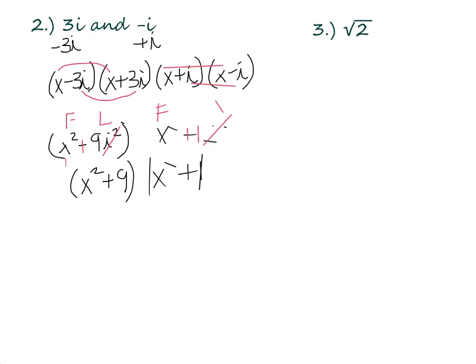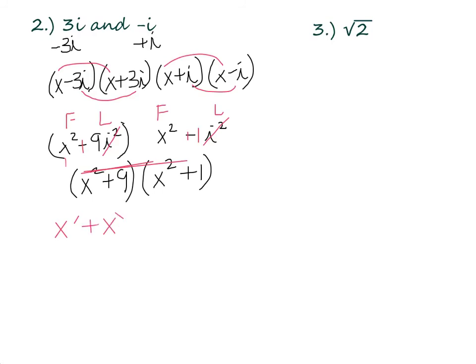Now, these are not conjugates. So I'm going to have to FOIL all the way, or double distribute. So x squared times x squared, I get x to the 4th. x squared times 1, I get positive x squared. 9 times x squared, I get positive 9x squared. And 9 times 1, I get 9. And simplifying that, my polynomial will be x to the 4th plus 10x squared plus 9. And these are my answers.